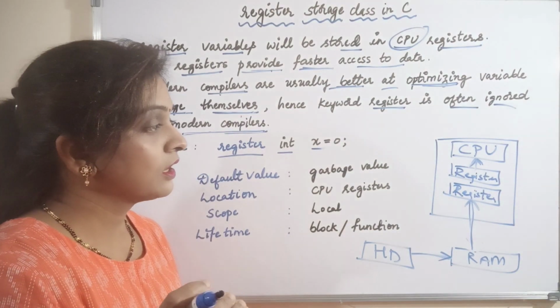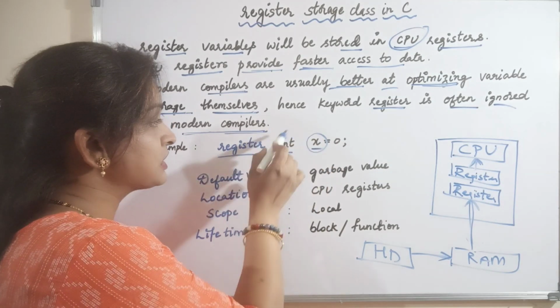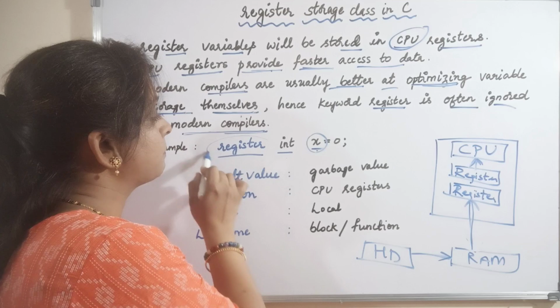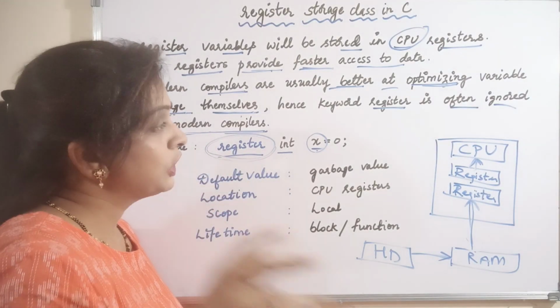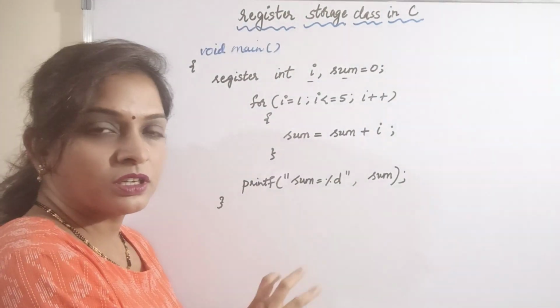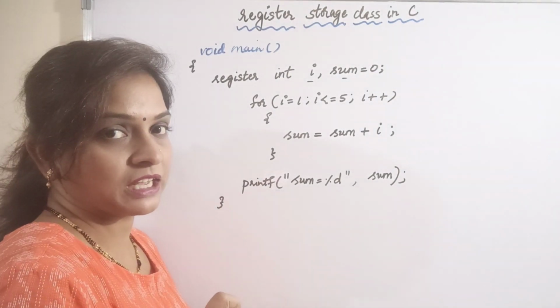So we use these register variables and we instruct the compiler to store the data of this variable in the CPU registers if it is frequently used data. So let us understand this with a small example program. Here is a very simple example program to understand this register storage class.